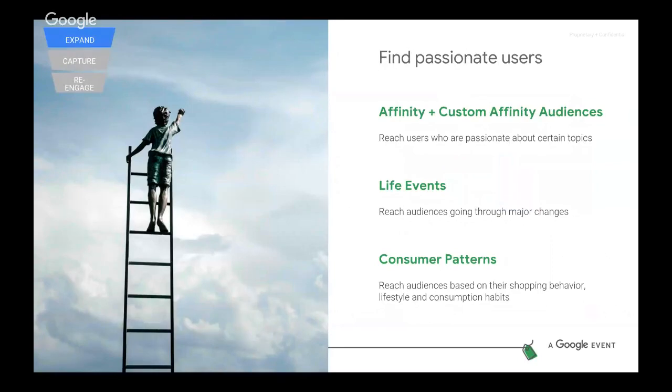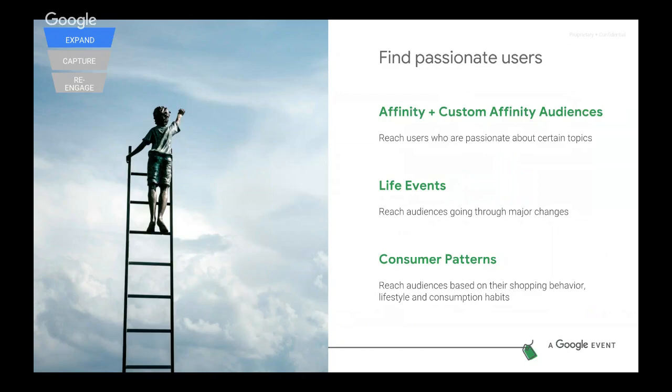So now if we're going to focus on the expand, the capture and the re-engage phase, let's start with the expand phase. So here it's all about finding those more than just users, but those passionate users. In order to find those passionate users, we're going to be looking at three things. 1, affinity audiences. 2, life events, and 3, consumer patterns.